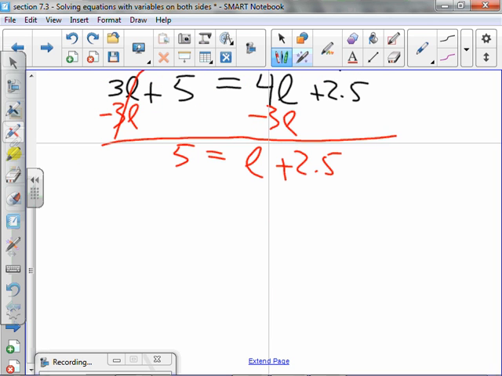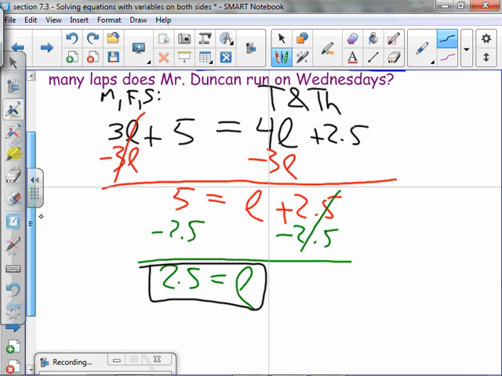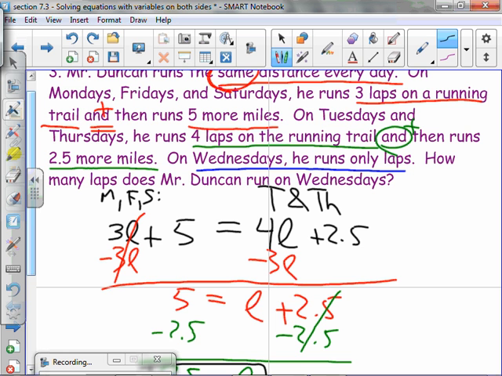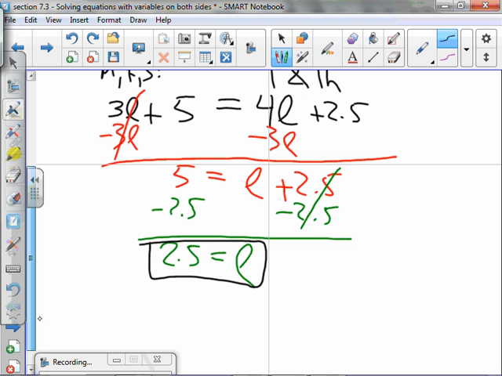Great. However, I'm not done. I don't have L by itself. The way I get L by itself is just subtract 2.5. Subtract 2.5. 5 minus 2.5 is 2.5. So 2.5 equals L. Here's where I need everyone to be very careful. This is not our answer. Let's go back to the question. It says, on Wednesdays I run only laps. How many laps do I run? Okay. I have no idea. All I know is how long a lap is, which is 2.5 miles.